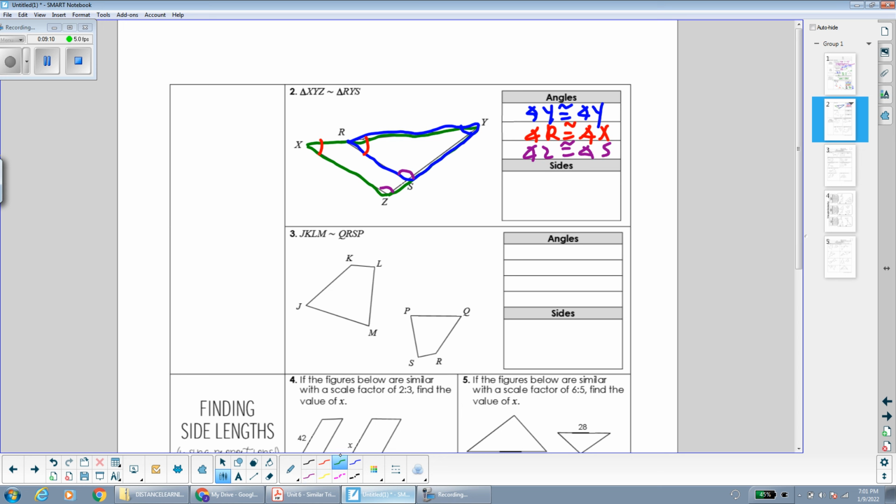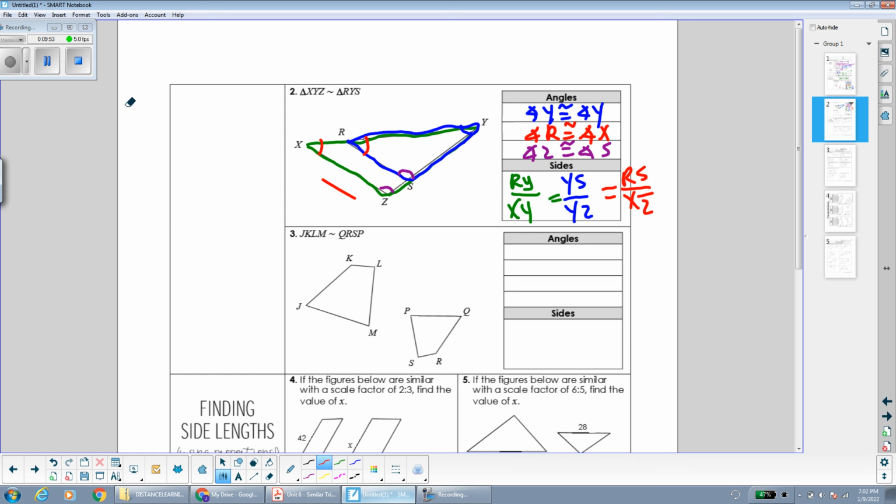And for the sides, on the small triangle, RY, first and second letters, would be proportional to the first and second letters on this triangle's name, which would be XY. YS, second and third letters, would be proportional to YZ, second and third letters. And finally, RS would be proportional to XZ.